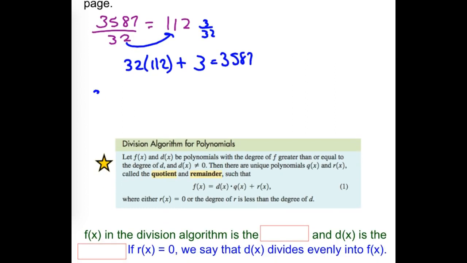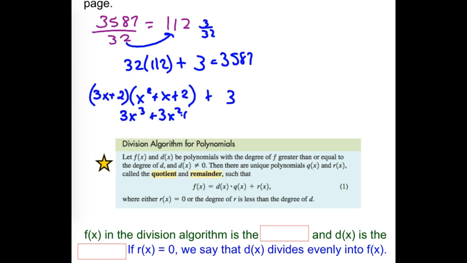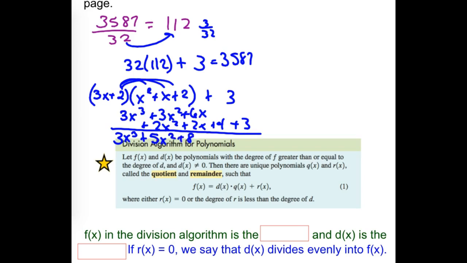All right, we should be able to take our divisor, 3x plus 2, multiply it by the quotient that we got, x squared plus x plus 2, and then add back in our remainder. And it should give us back what we started with. So if we distribute all of this, we've got 3x cubed plus 3x squared plus 6x. We have another 2x squared, 2x, and 4, plus the 3 remainder. Combining all those like terms, we end up with 3x cubed plus 5x squared plus 8x plus 7, which again was our original dividend.